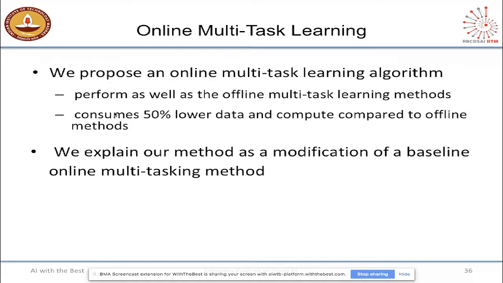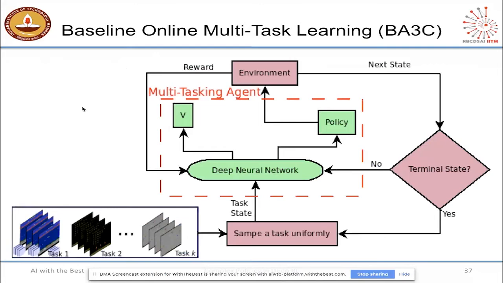And so the way we are going to explain this approach is to start off with a baseline multitasking setup. So I have a set of tasks. Let's say I have K tasks here, and each task has several instances of that. So it could be essentially different games, different runs of the same game, right? What I do is I first sample a task uniformly, and then give it to a network. And then the network interacts with the environment and learns a policy. Once a trajectory ends and reaches a terminal state, you sample another task uniformly from these K tasks. Once you pick a task, you essentially play one of those instances of the task, and you learn, right? So we call this the baseline online multitask learning method, or BA3C.